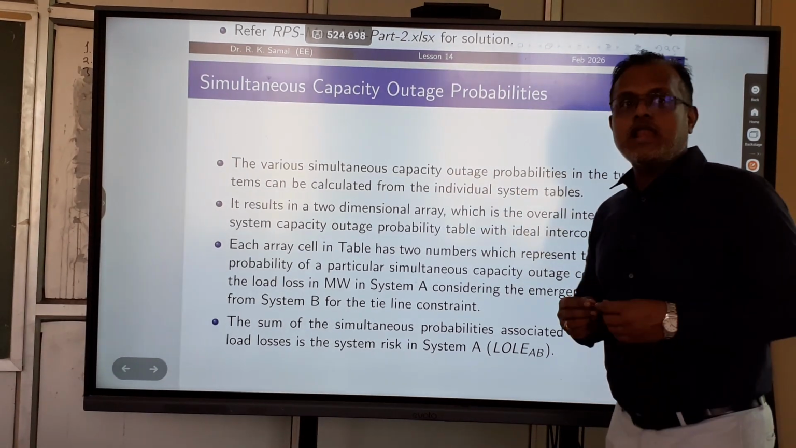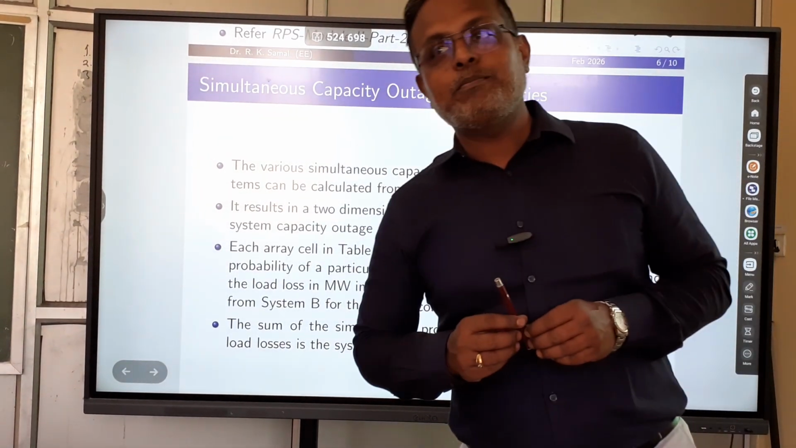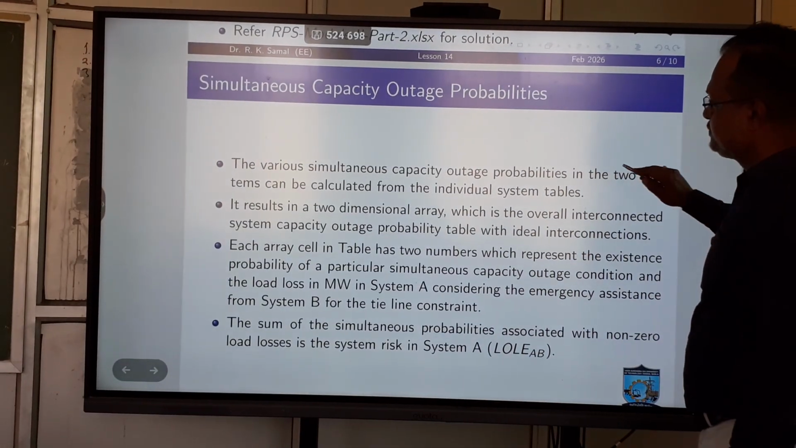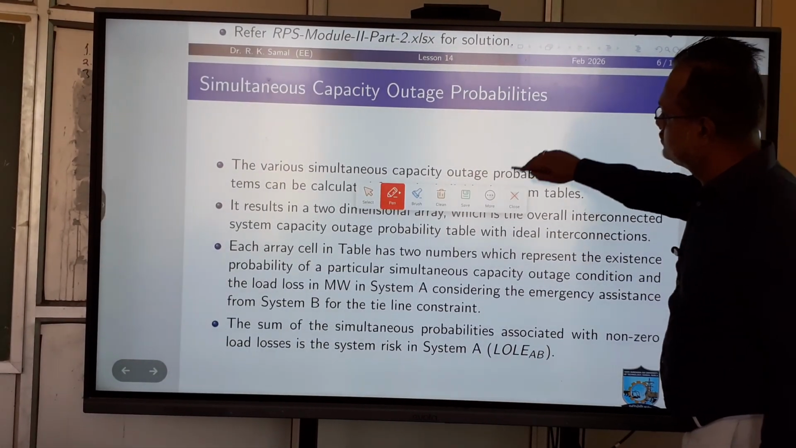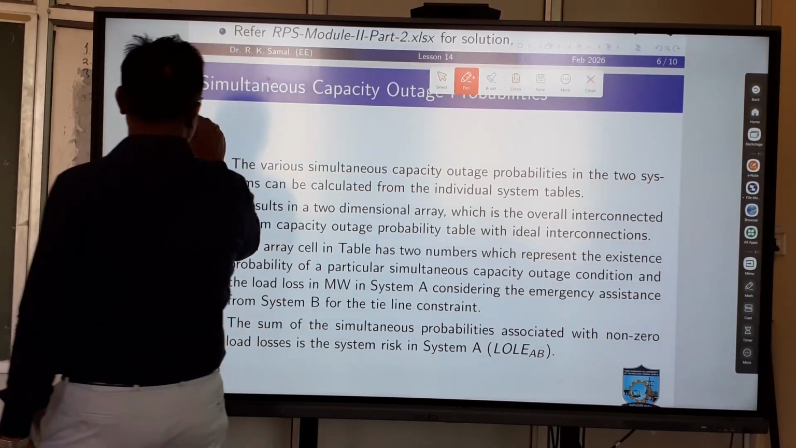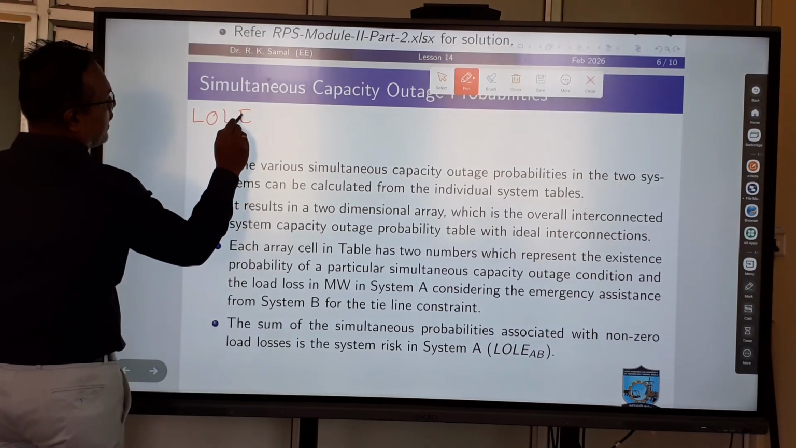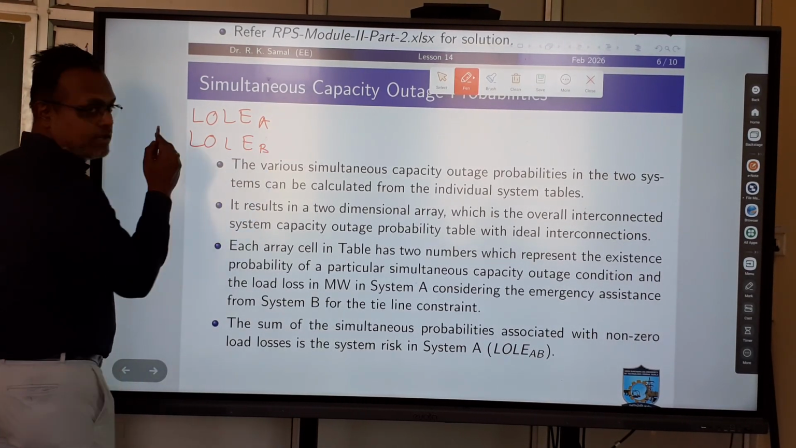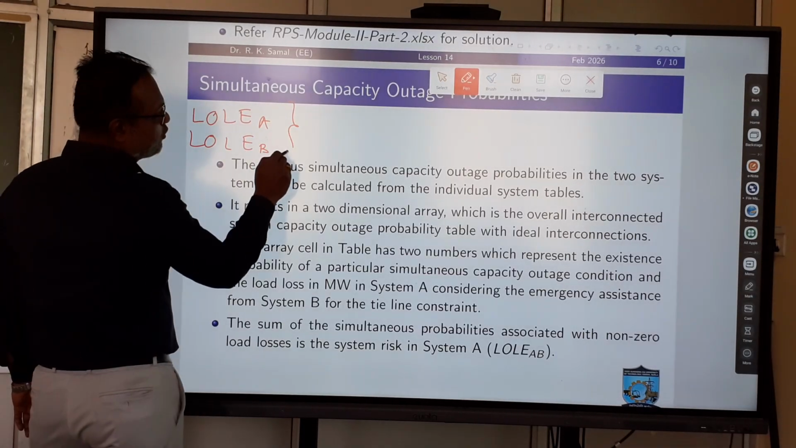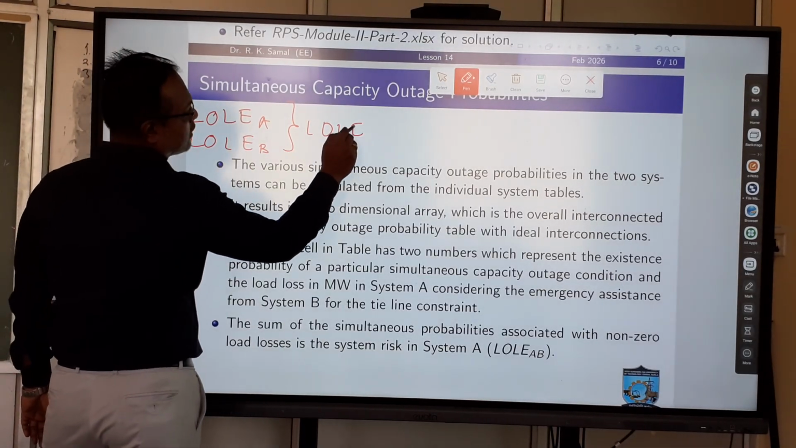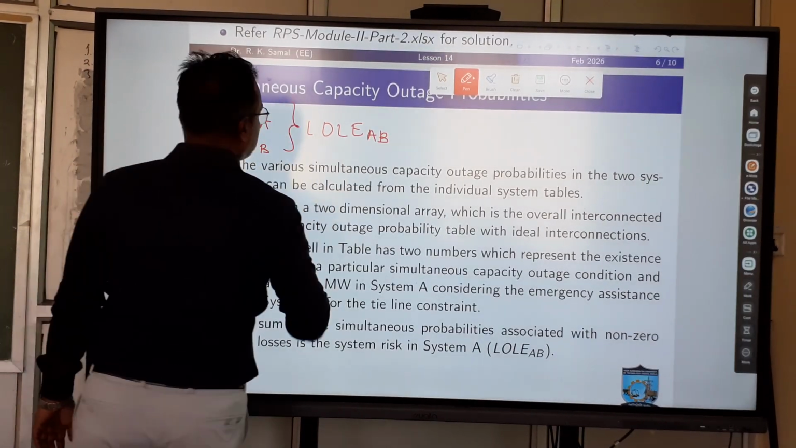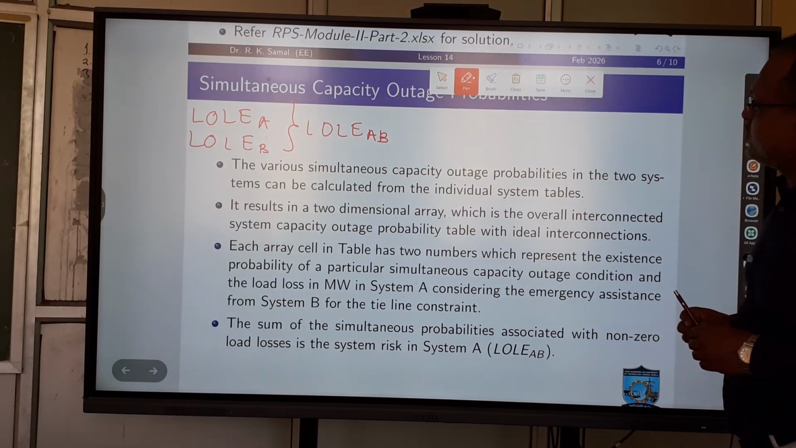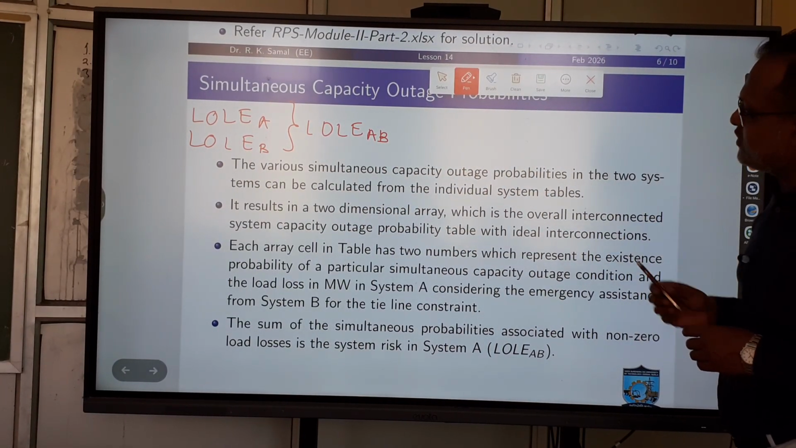Okay, so the last part of this lesson is computing the simultaneous capacity outages. So we have computed LOLE A, we have computed LOLE B. Now what you have to compute is LOLE AB. The various simultaneous capacity outage probabilities in the two systems can be calculated from the individual system tables.